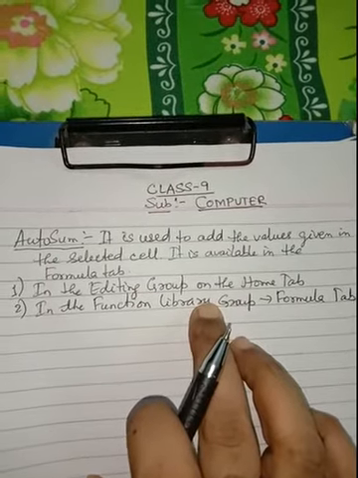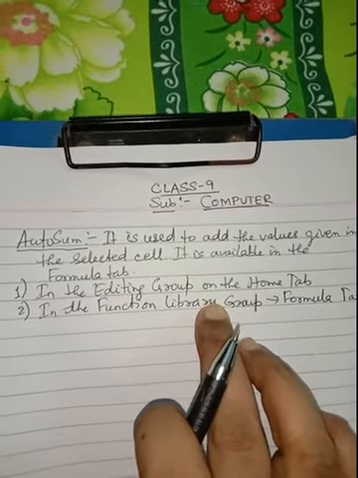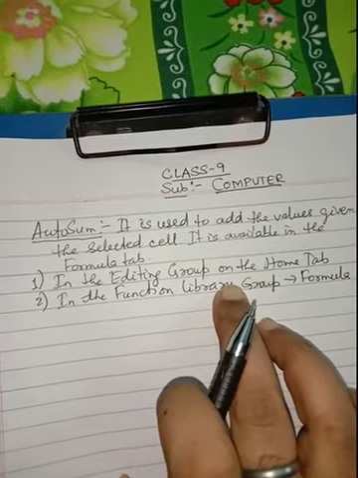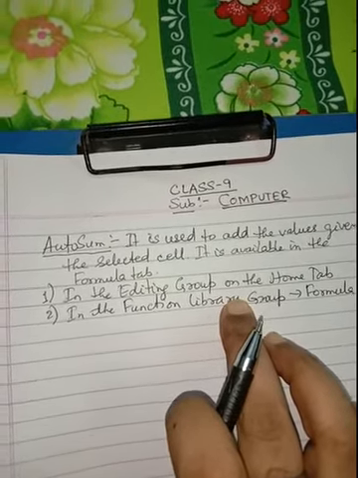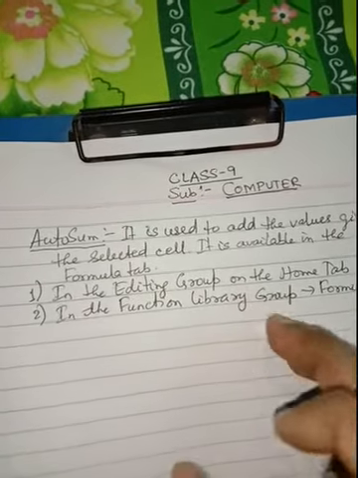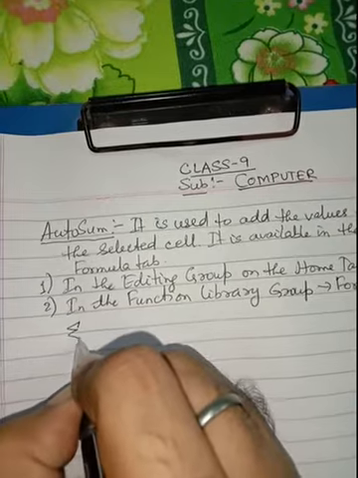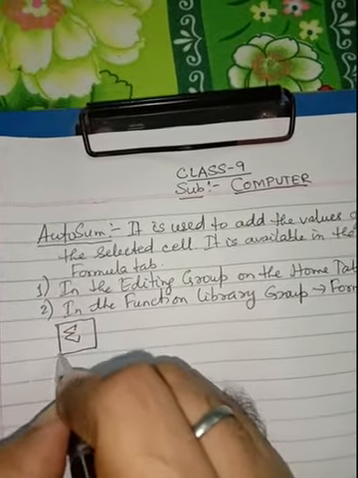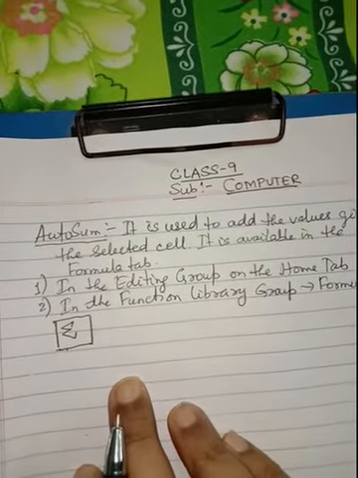So how do we use the AutoSum feature? First, we have to open the worksheet, enter the data, select the cells that contain the data, and click on the AutoSum button. So the symbol of the AutoSum button is this one, which is available in the Formula tab.